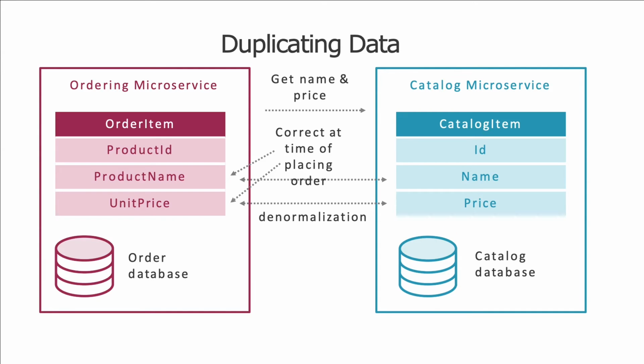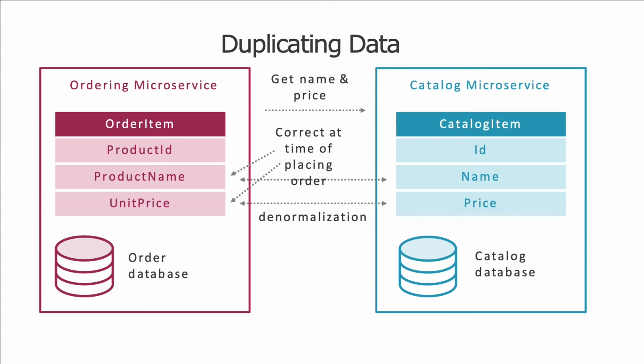Just take an example about catalog and order. Imagine that I have a product in my catalog. I have an ID, I have a name, I have a price. When I choose to make an order of the product, I'm not going only to say, okay, I made an order of product 1, 2, 3, 4, but I will also copy all the data, the name of the product and the price of the product.